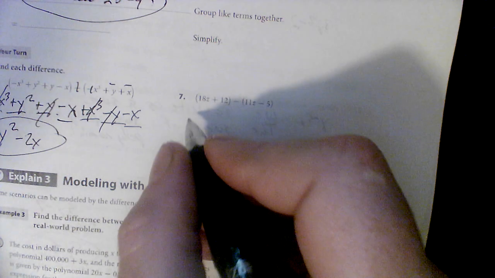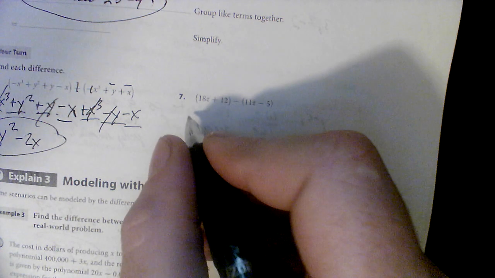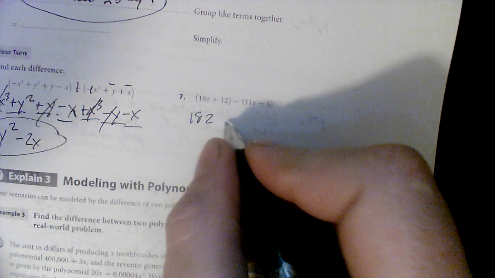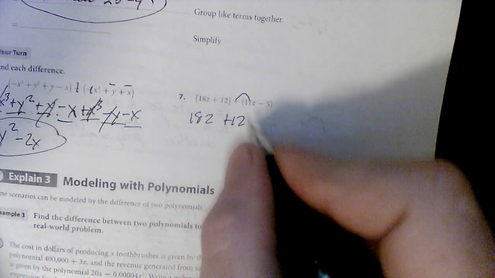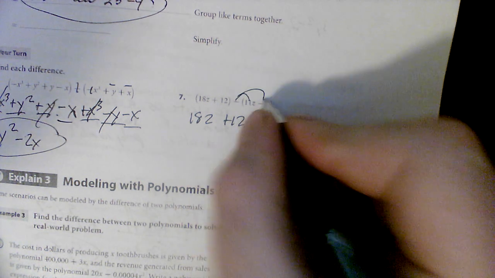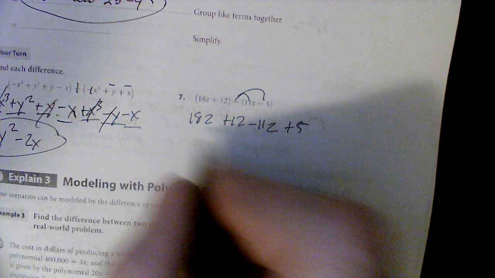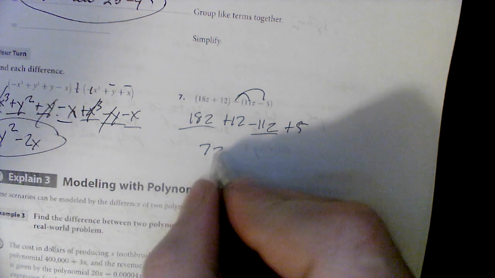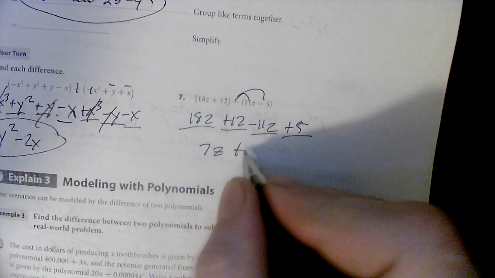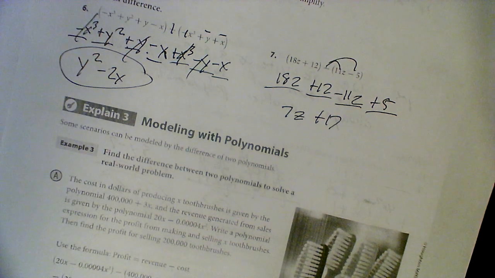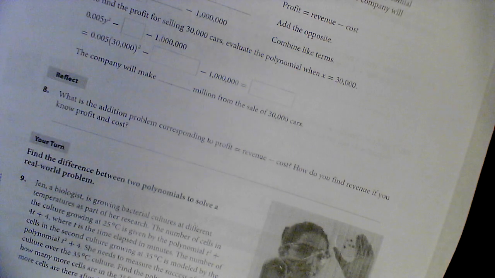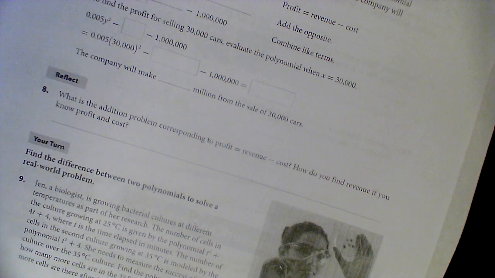Alright. So we have, what do we got here? 18z plus 12, distribute in, minus 11z, distribute in, plus 5. These guys right here are 7z. This and this are plus 17. We're actually almost done. Let's finish it all up in one video this time. So, we get a few word problems we're going to do, and then we're going to be finished.